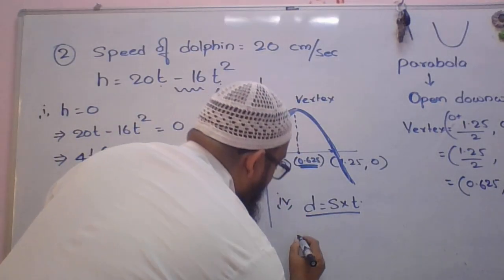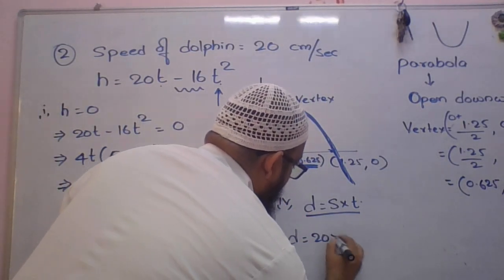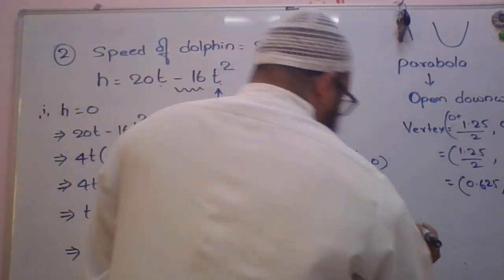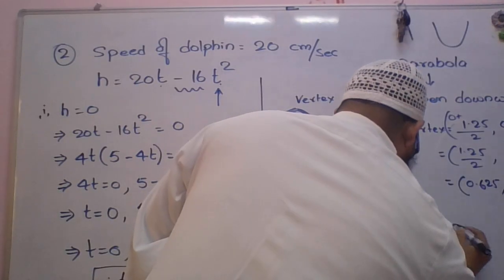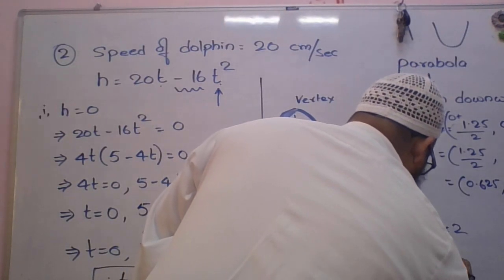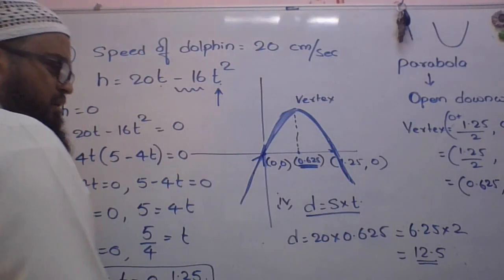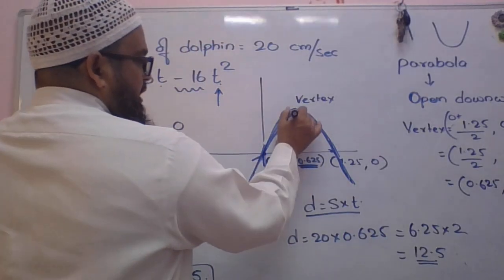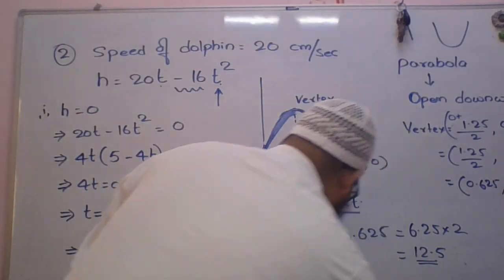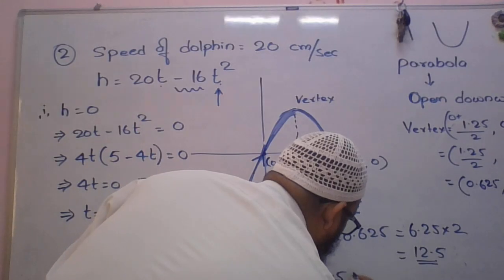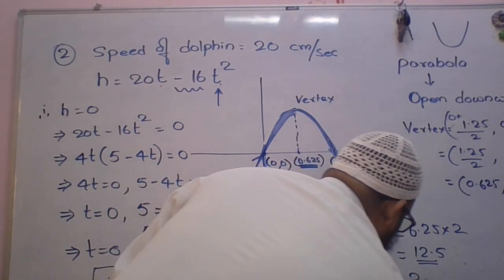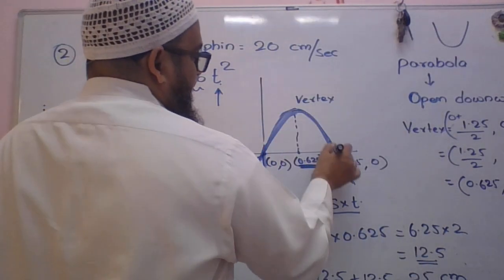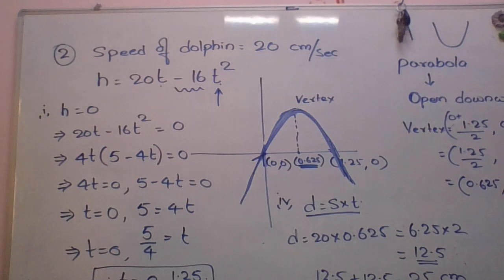Let us say, what is the distance? Distance is equal to speed, 20, into 0.625. So what is 20 into 0.625? It is 6.25 into 2, so that is equal to 12.5. Am I right? Yeah, 12.5. So it is 12.5, and while going down, it is one more 12.5. So that is equal to 25 centimeters, the total distance traveled in air before it re-enters.